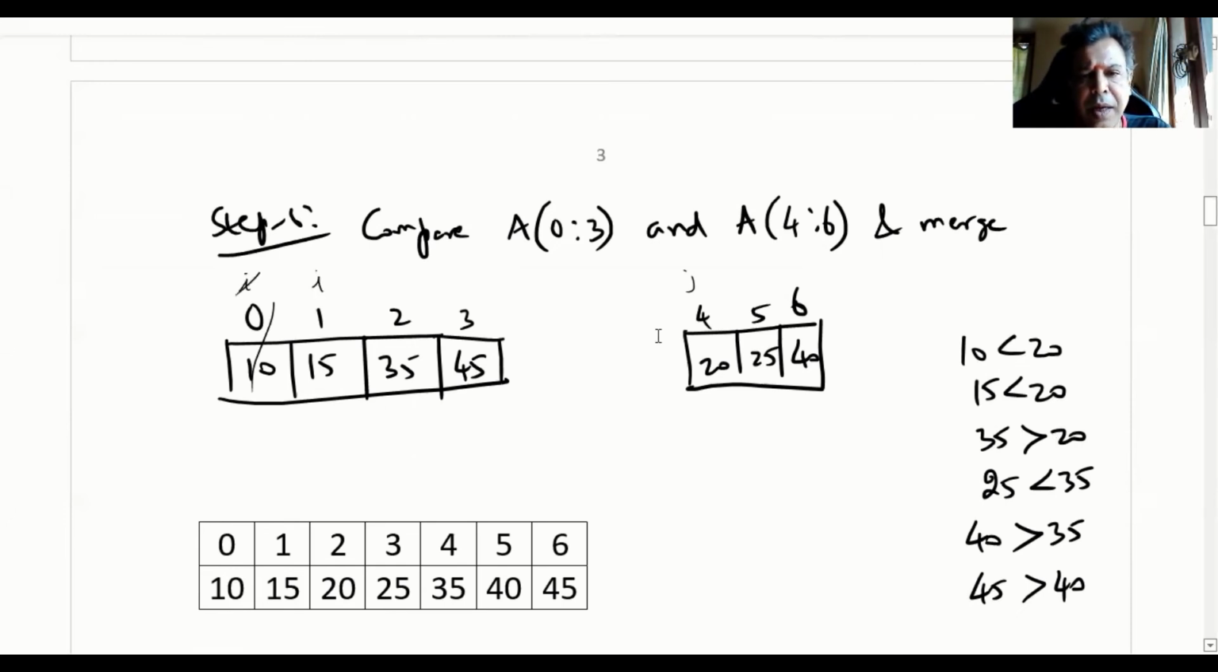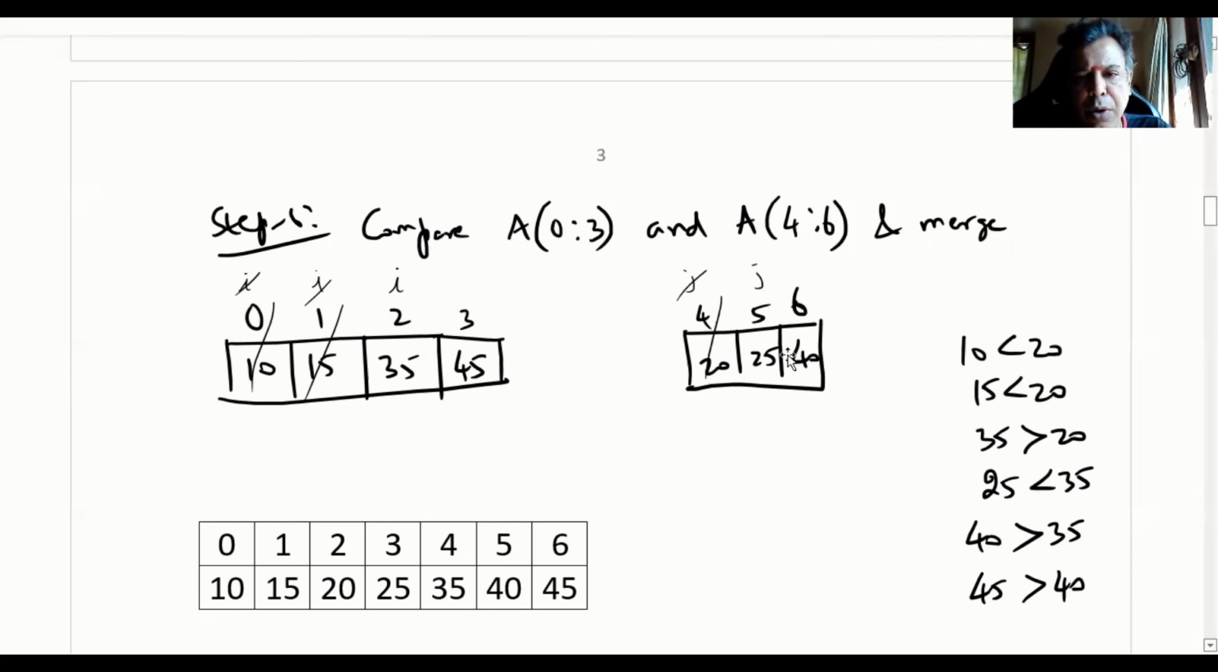Now 15 will be compared with 20, and we notice that 15 is lesser than 20. So 15 is written next. And then again, I will move the I to the next one. Now we will compare 35 and 20. We notice that 35 is larger than 20. So 20 will be written first. So this is written now. That means now I will increment J. It will move on to the next one.